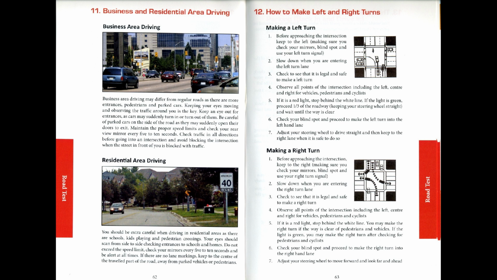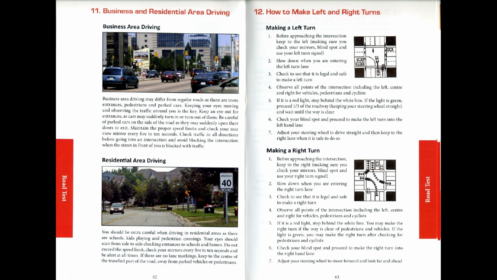Making a right turn. Before approaching the intersection, keep to the right, making sure you check your mirrors, blind spot, and use your right turn signal. Slow down when you are entering the right turn lane. Check to see that it is legal and safe to make a right turn. Observe all points of the intersection including the left, center, and right for vehicles, pedestrians, and cyclists.